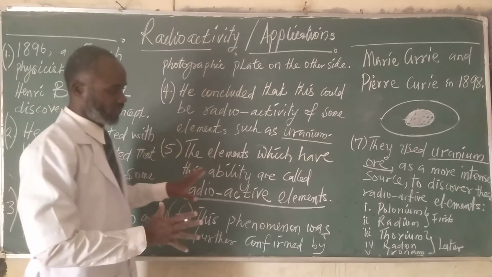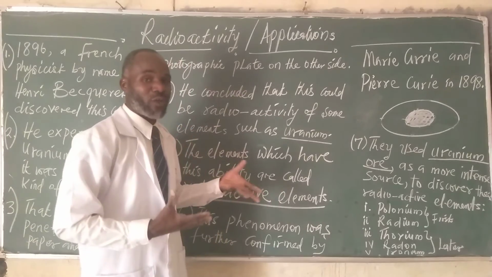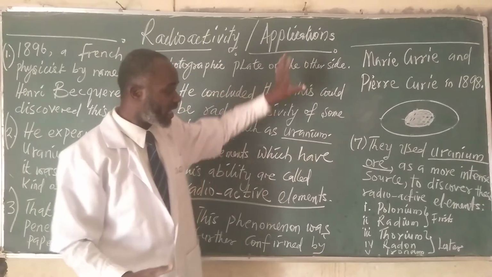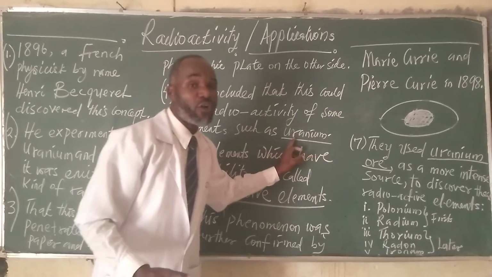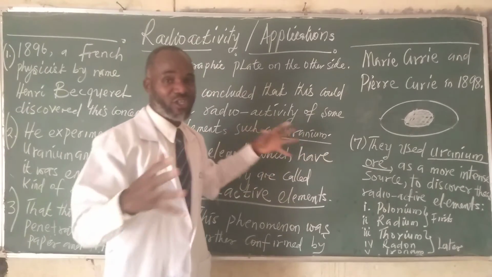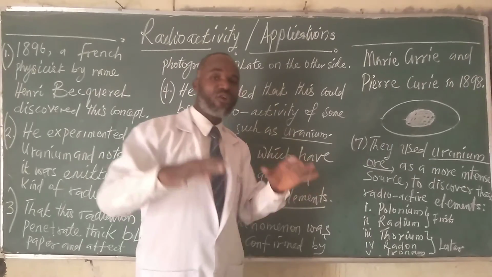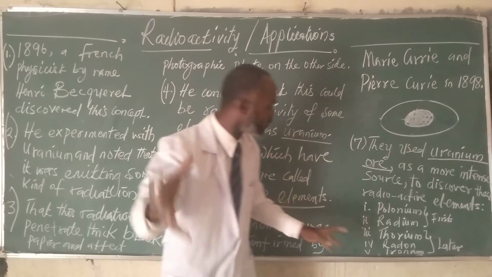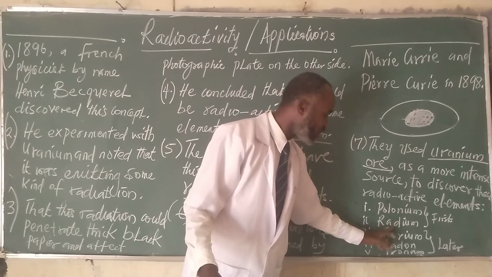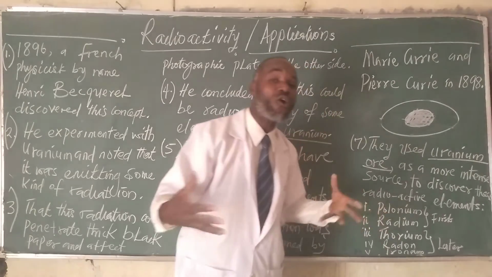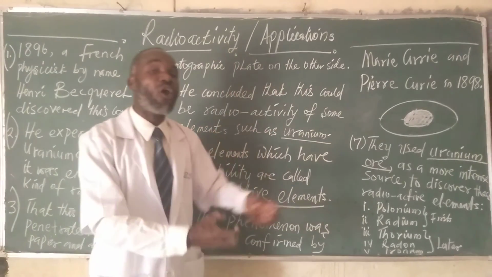So if this resonates with you, we are going to look at applications of uranium, or the characteristics of radiation from uranium. We are going to do that. We're also going to look at characteristics of radiation from polonium, radium, thorium, radon, ionium, and so on and so forth. So it's going to be a long study.